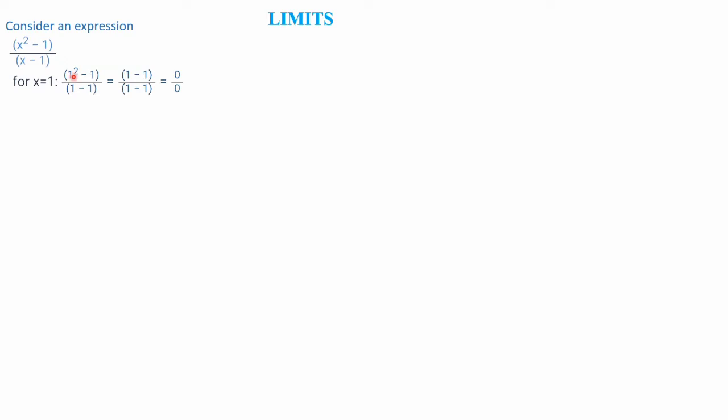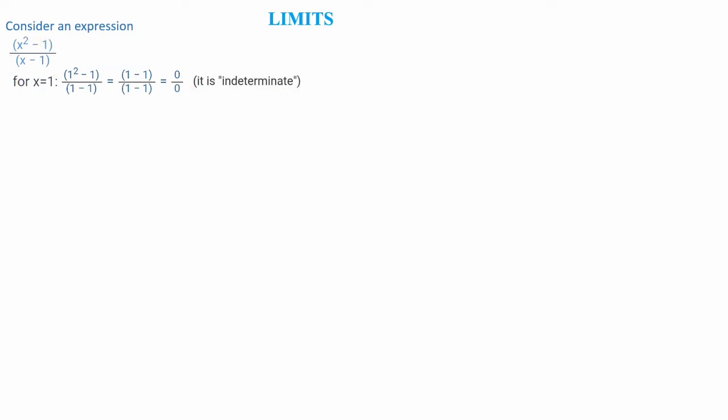So 1 square is 1. 1 minus 1 divided by 1 minus 1, that is equal to 0 by 0. So division by 0 is not possible, and 0 by 0 is said to be indeterminate. Means it is not possible to find out the value of 0 by 0. Now for x is equal to 1, the value of this function is indeterminate.